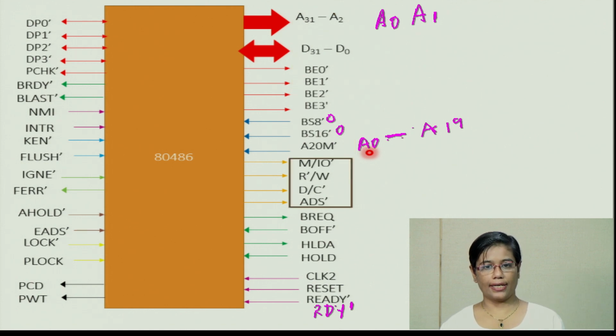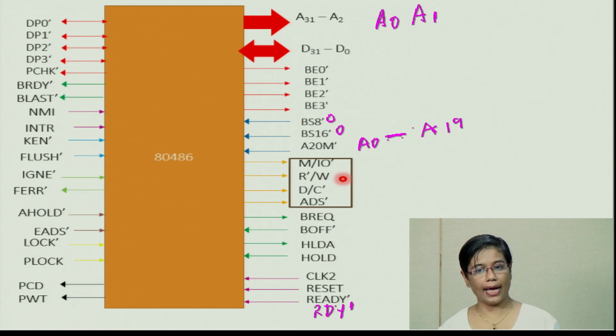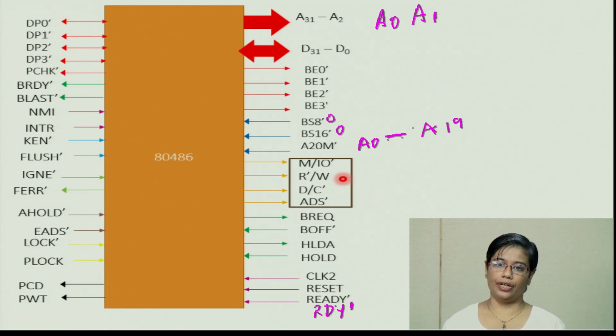Let's have a look at the control bus. Same as what was there in 80386. Memory/IO bar. If this signal is high, it's going to be a memory operation. Low, it's going to be an IO operation. Read bar/write. If this signal is high, it's a write operation. If it is low, it's a read operation.